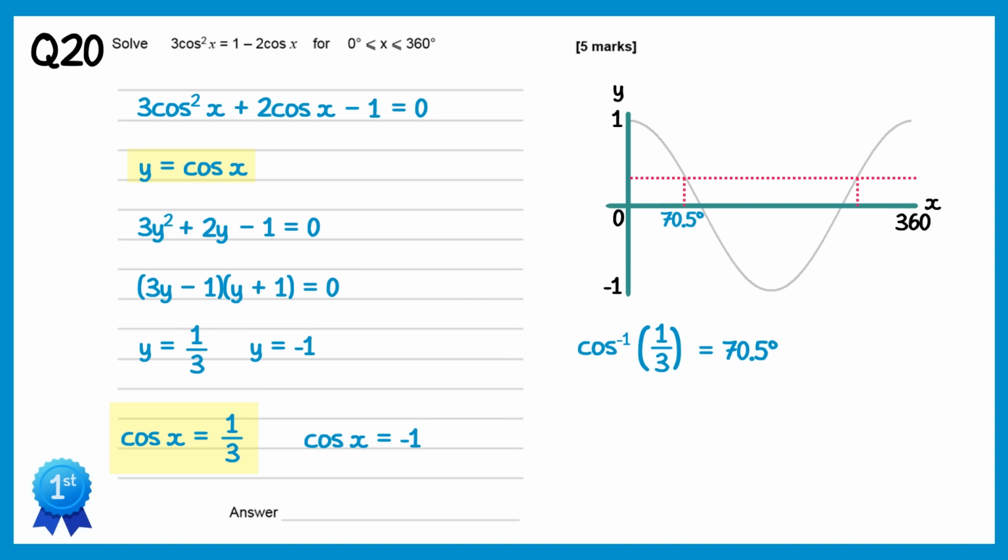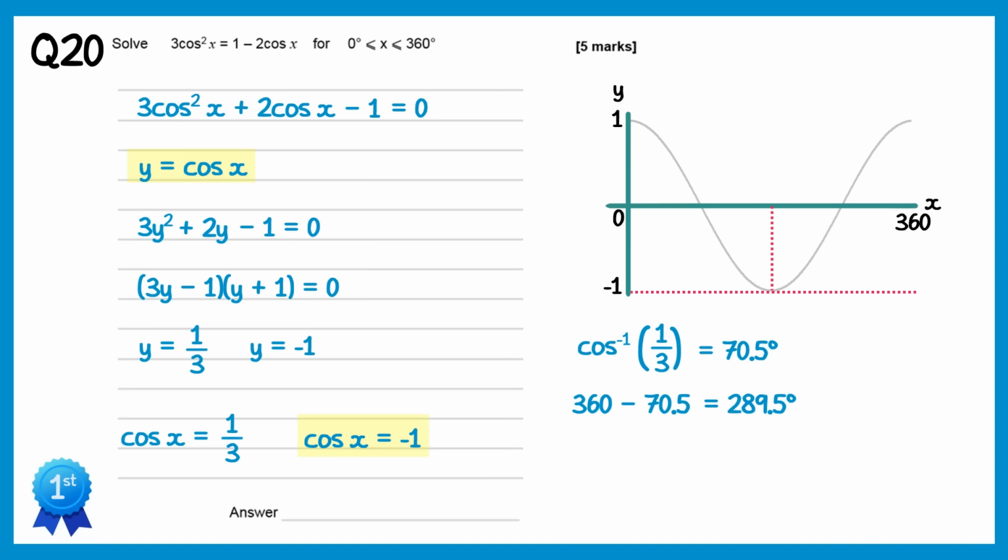To get the other one, we can use the symmetry of the graph. We do 360 take away 70.5, and you'll get 289.5. Now we'll focus on the second part of our solution, cos x equals negative 1. So if we draw a horizontal line at negative 1, there's only one solution here, and you should know this one already, it's at 180 degrees. So we have 3 angles, 70.5, 180, and 289.5.